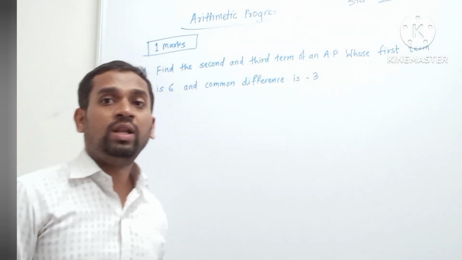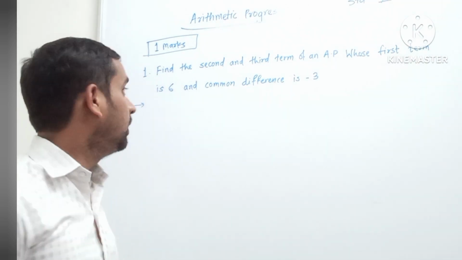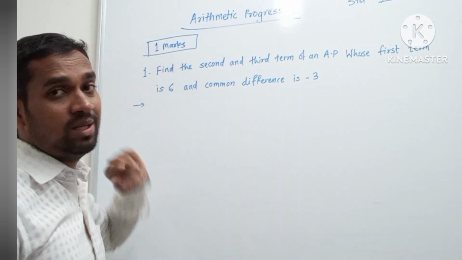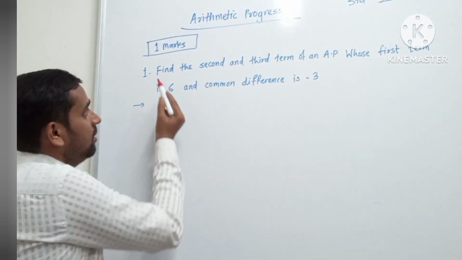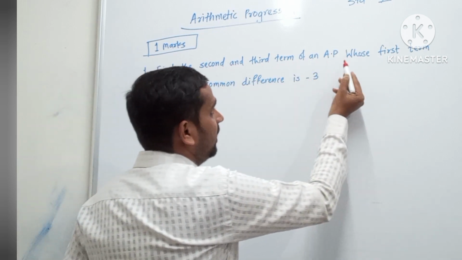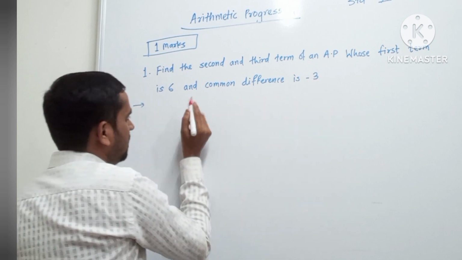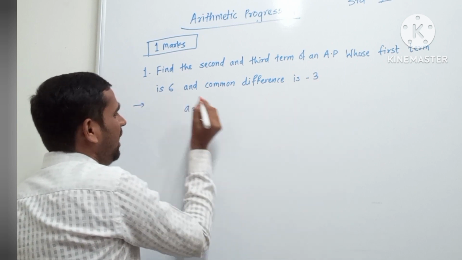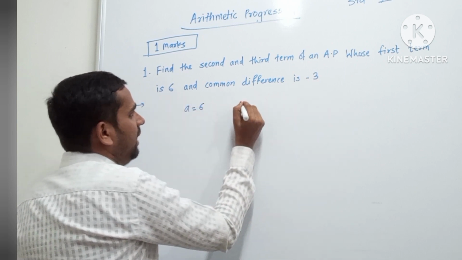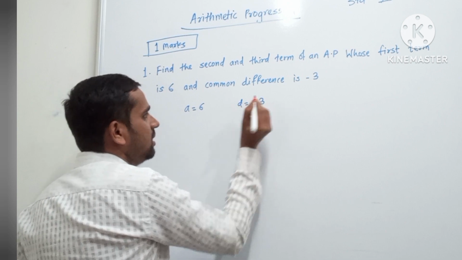So we learned MCQs. Okay, this is one example for 1 mark descriptive. So we have to solve this one. Find the second and third term of an AP whose first term is 6 and common difference is -3. It is a very simple example. A means first term is 6 and D is equal to -3.